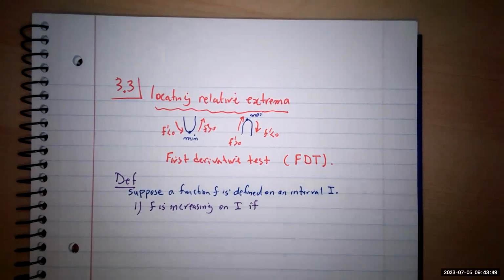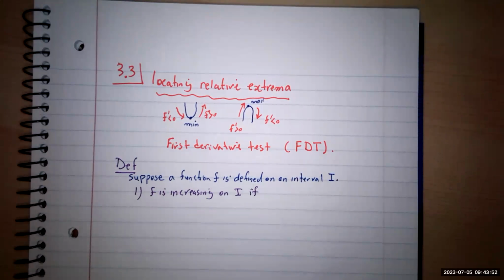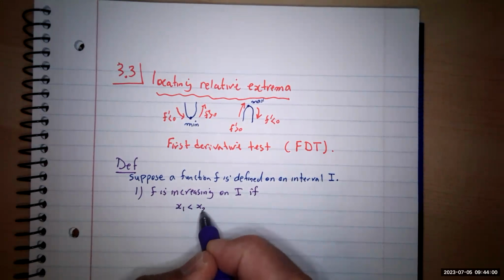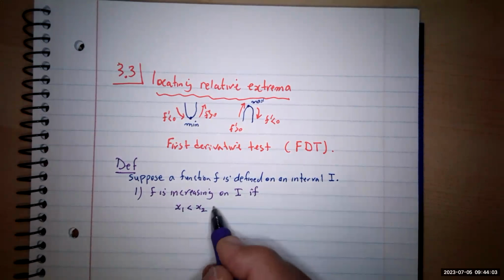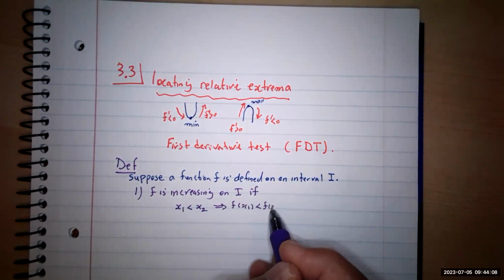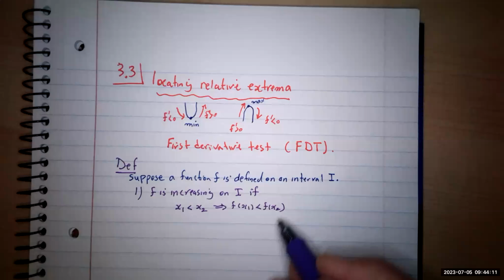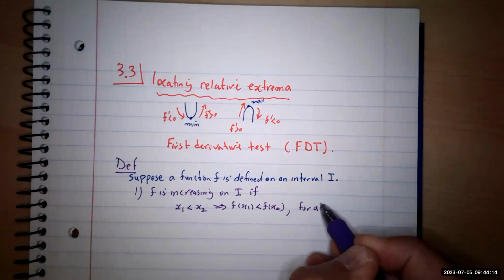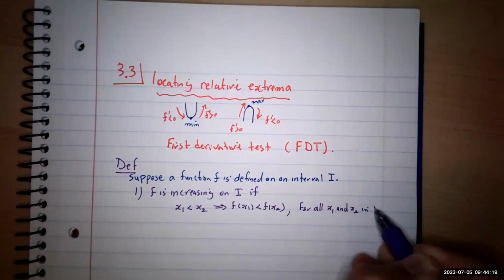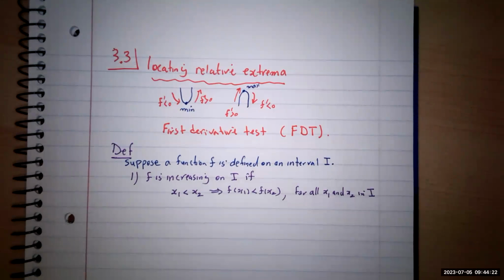if we go from left to right in the domain of the function, the value of the function goes up, up, up. So when x1 is less than x2, you pick two numbers from left to right, that implies that f of x1 is also less than f of x2. This is going to be true for all x1 and x2 in I. Basically, from left to right, the direction is the same, less, less.